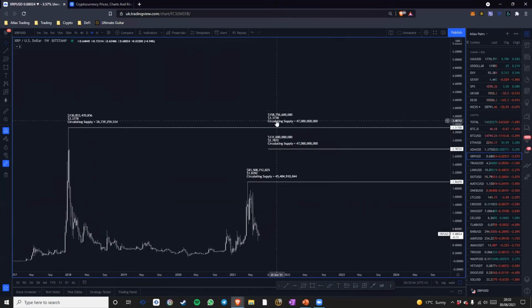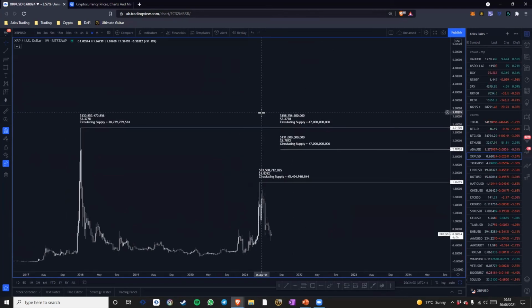Now, if we want to match the previous all-time high of $3.37, all we do is multiply 3.37 by the circulating supply, 47 billion, which gives us the market cap we would need pumped into the market to achieve that all-time high again, which is actually 158 billion, 756 million and $600,000. So you can see that's almost $30 billion more we need just to break the all-time high.